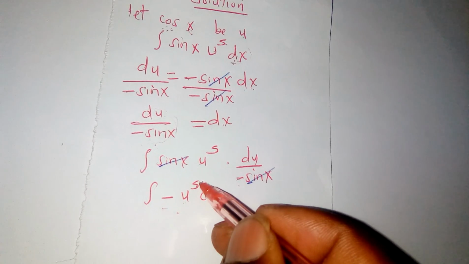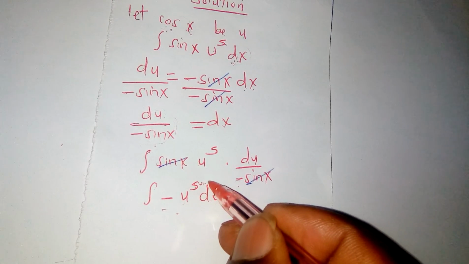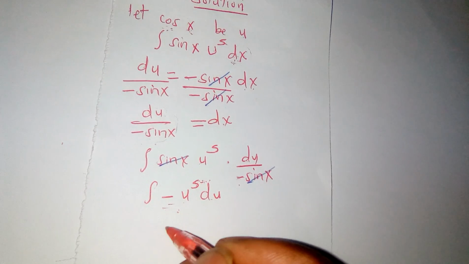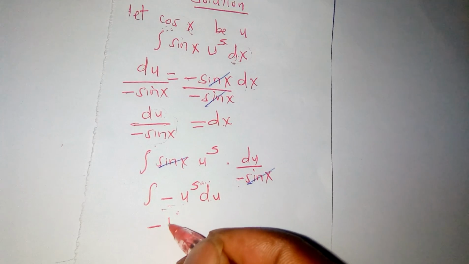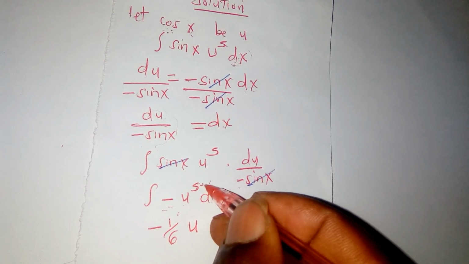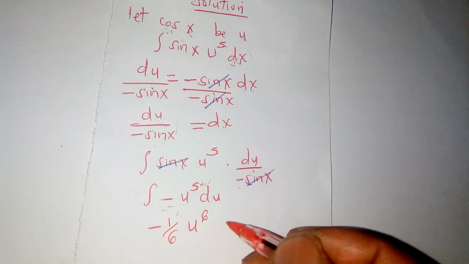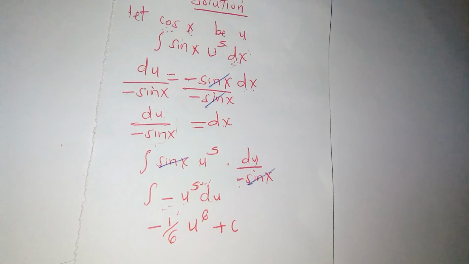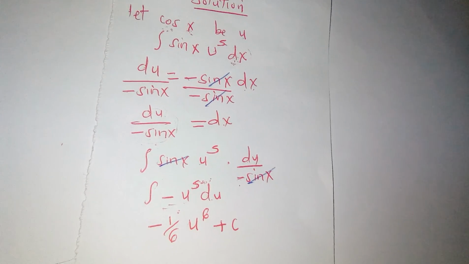So when you add 5 plus 1 is 6, you're required to take that 6 and divide by it here. When you do that, you will remain with negative 1 over 6 u to the 6, because 5 plus 1 is 6, then plus a constant. Remember, I've told you previously that when you're integrating, you ensure that you add a constant c.